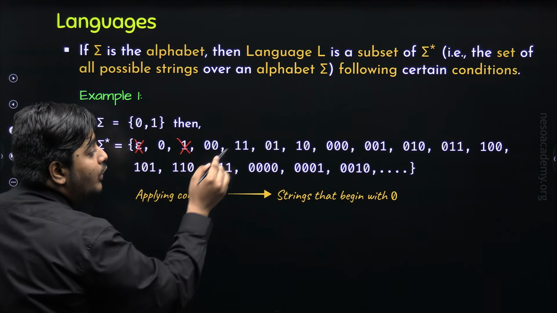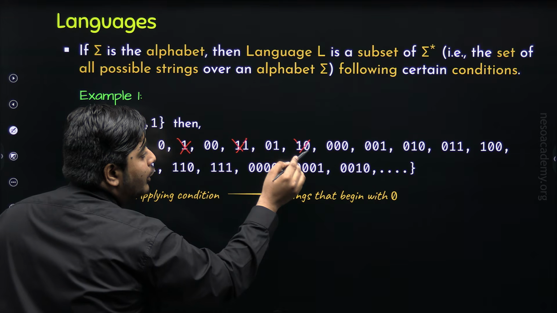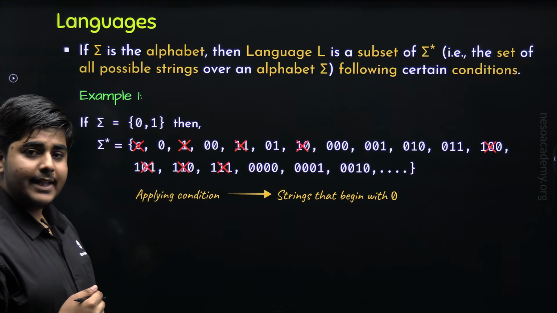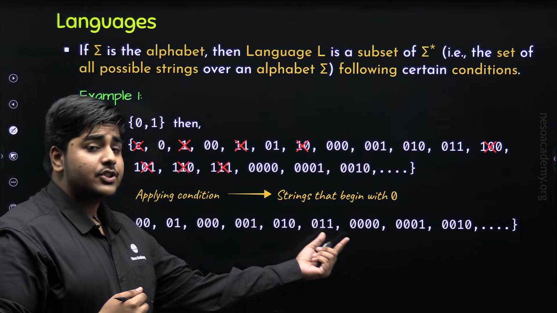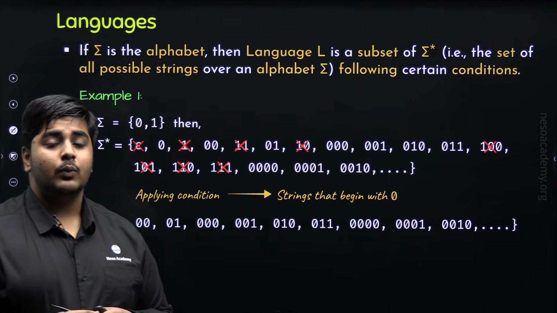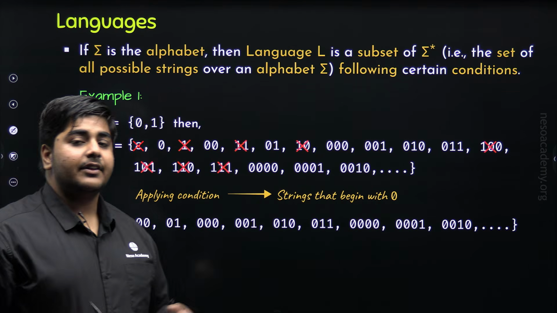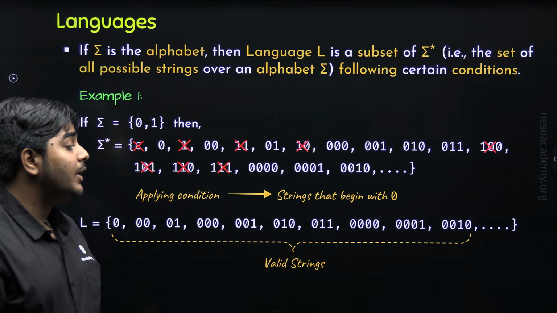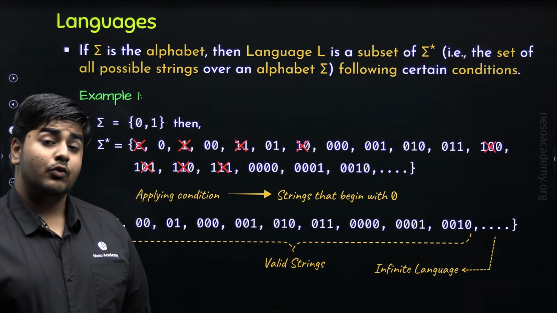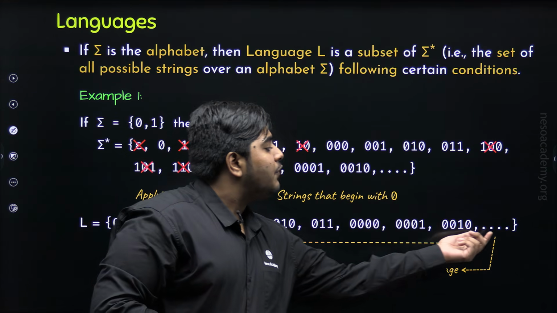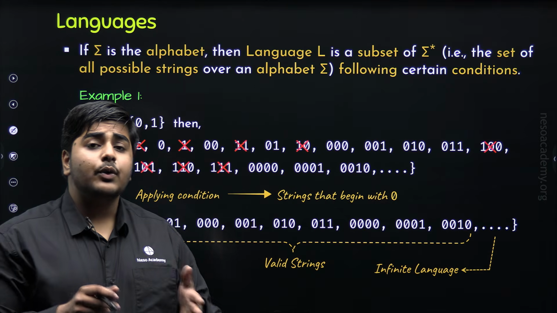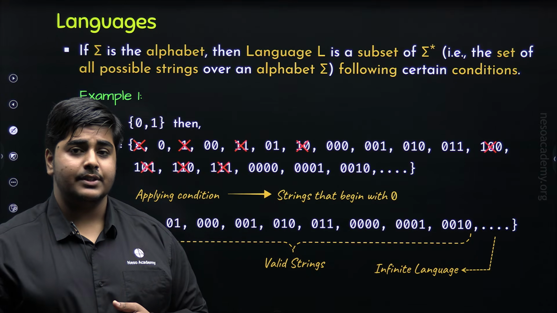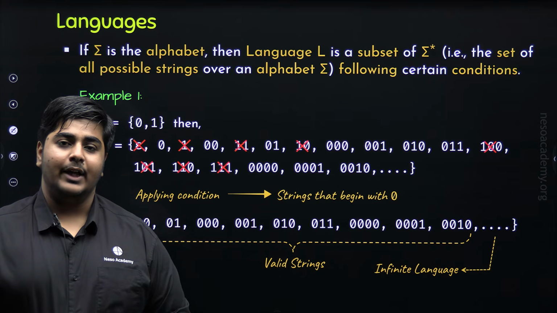Similarly, we will eliminate all the strings that are not beginning with 0. And we will get our language set as this set, which only contains the strings that begin with 0. And these strings are examples of valid strings. And this language is an example of an infinite language. Why? Because this set will further contain more strings that begin with 0. That means this language contains an infinite number of strings, and that is why this is an infinite language.